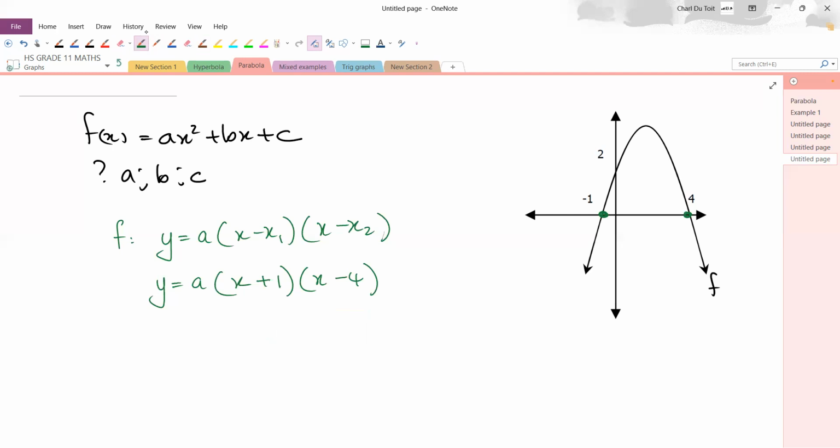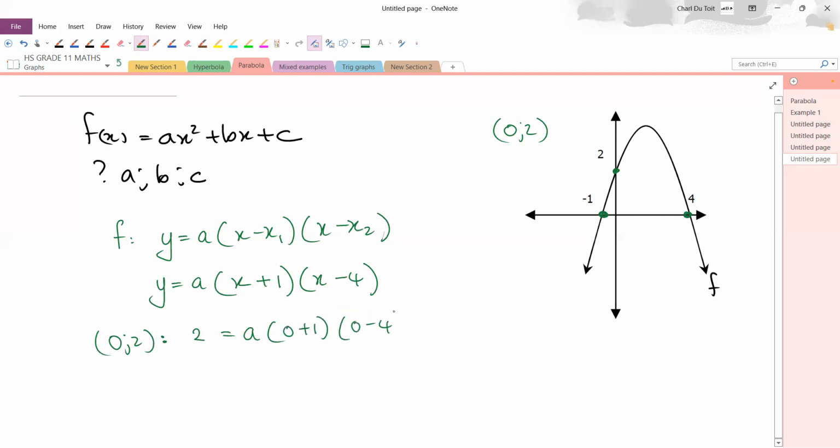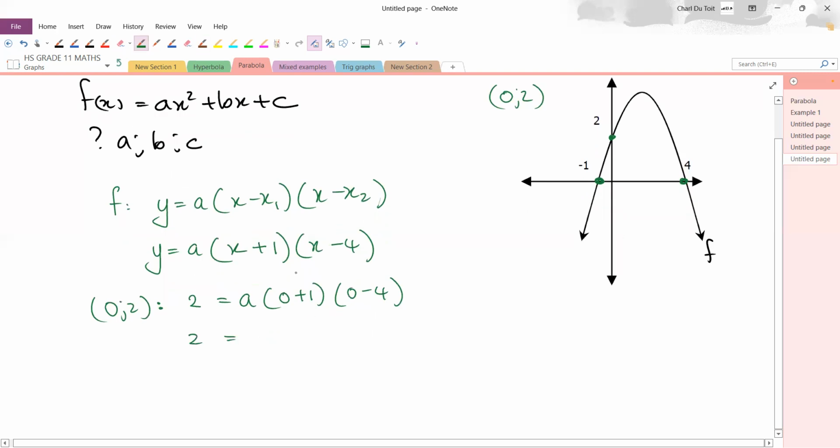And now I'm looking for one more coordinate. There's a coordinate there where the x value is 0 and the y value is 2. I'm going to put that into this equation to solve for a. So the y value is 2 and the x value is 0: 2 equals a(0 plus 1)(0 minus 4). So 0 plus 1 is 1, and 0 minus 4 is -4, and 1 times -4 is -4. So now I divide that away. I get a equals -1/2.